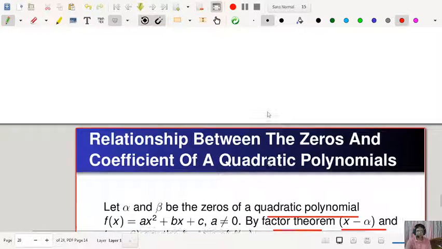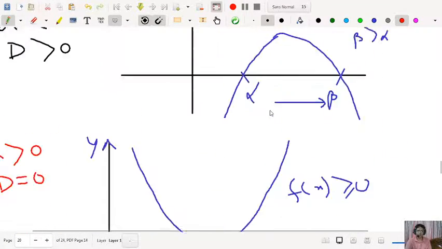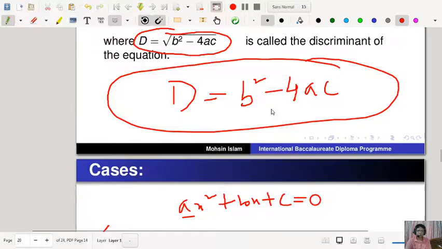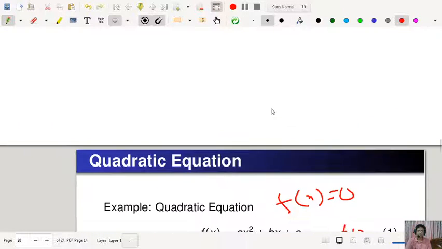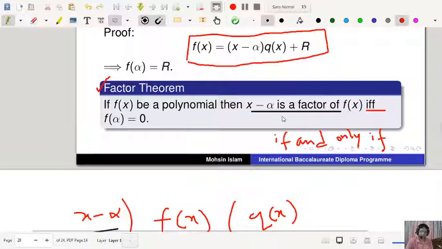Look at the factor theorem once again. If f(x) is a polynomial, then x minus alpha is a factor of f(x) if and only if f(alpha) is equal to 0. That is, alpha is a zero of the polynomial, so x minus alpha is a factor. If x minus alpha is a factor, alpha is a zero of the polynomial. Am I clear?